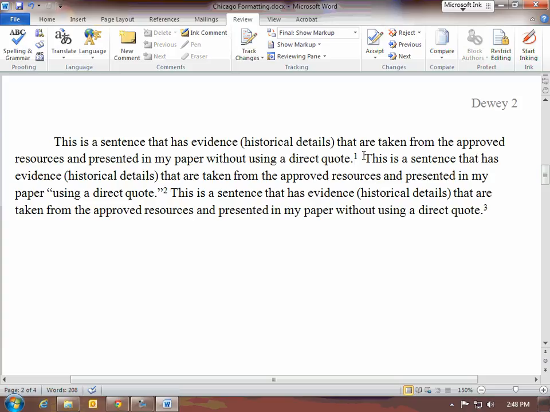subscript system. You can see here a subscript number 1, a subscript number 2, a subscript number 3. As the paper continues, and you're using historical data that you've pulled out of approved resources, you identify that that sentence data is being used with resource number 1, 2, 3, and so on.